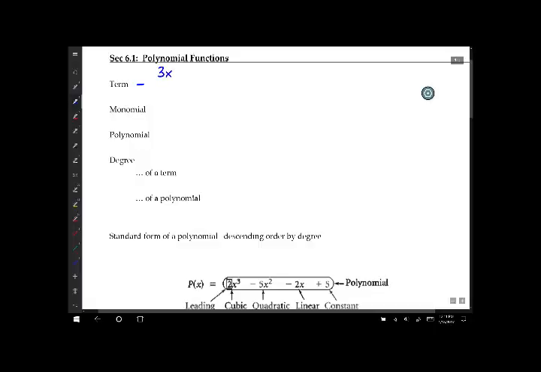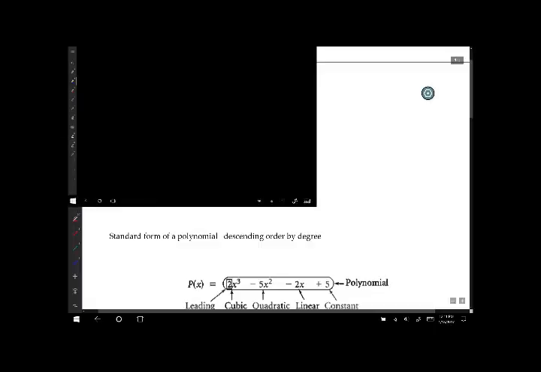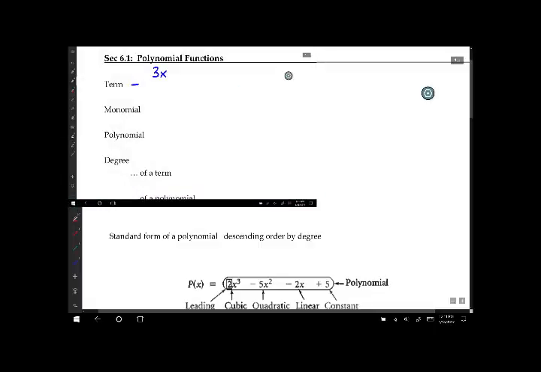Terms could be 3x. They could be as simple as a number 4, 4ab, 16x to the 5th y. Anything that is connected together with multiplication or division. You could have a term that's a over b. You could have a term 2x over y.